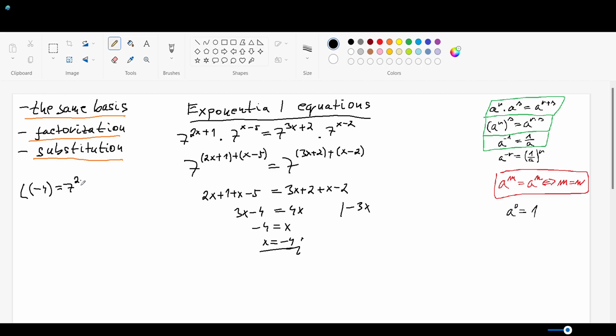It is 7 to the power of 2 times negative 4 plus 1 times 7 to the power of negative 4 minus 5, which is 7 to the power of negative 7 times 7 to the power of negative 9, which is 7 to the power of negative 16. This is the value of my left side. It's not necessary, as you will see later on, to evaluate what the number actually is. So let's see what is the value of the right side of our equation for x being negative 4.